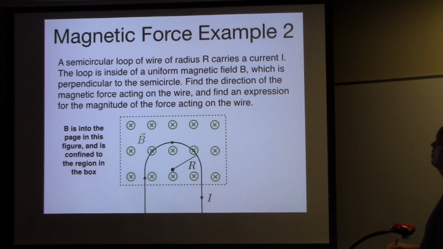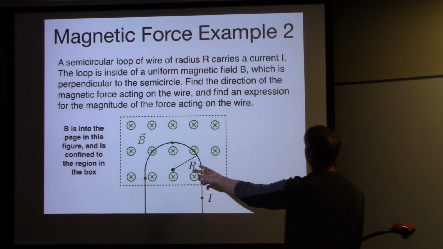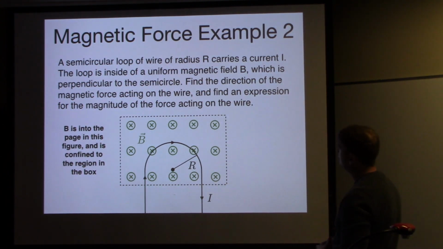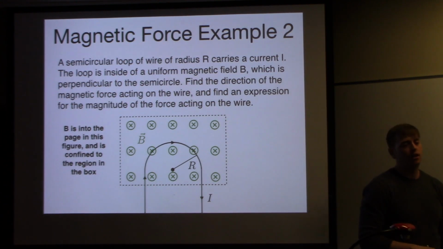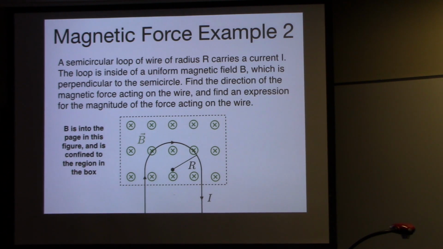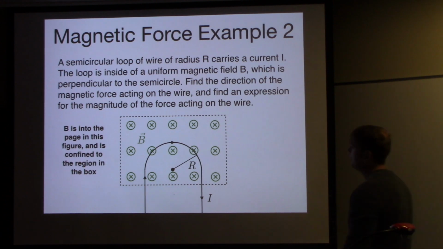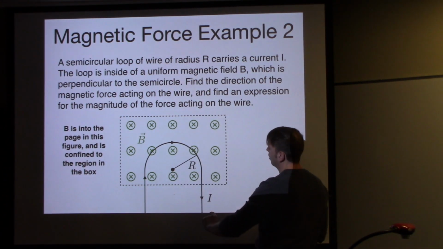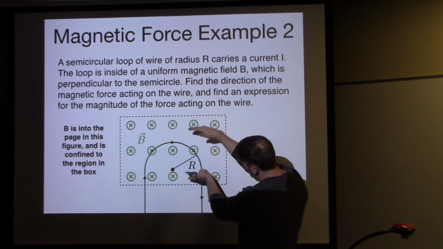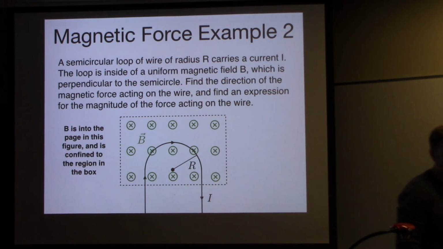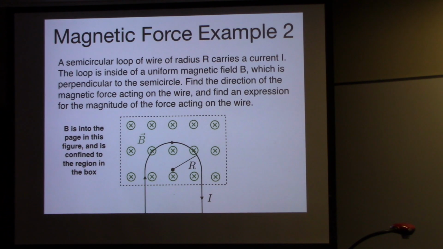Find the direction of the magnetic force acting on the wire, and then we're going to find an expression for the magnitude of the magnetic force acting on the wire in terms of all of these variables, which, again, we're not going to plug in numbers for. Okay, so that's the idea. We have a half circle of wire carrying a current like this. That half circle is inside of the magnetic field shown here. Okay, so let's work it out.